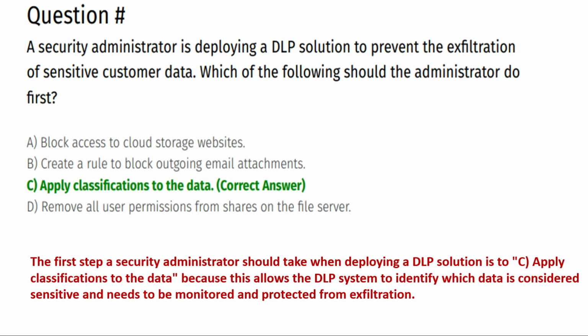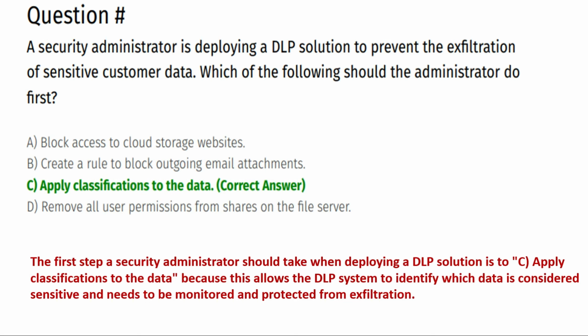The next question is, a security administrator is deploying a DLP solution to prevent exfiltration of sensitive customer data. So which of the following should the administrator do first? Option A, block access to cloud storage websites. Option B, create a rule to block outgoing email attachments. Option C, apply classifications to the data. Option D, remove all user permissions from shares on the file server. And the correct answer for this question is option C, apply classifications to the data.